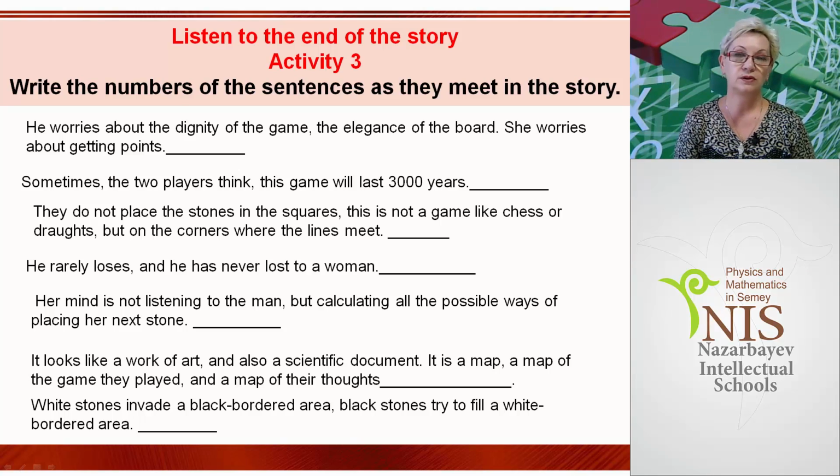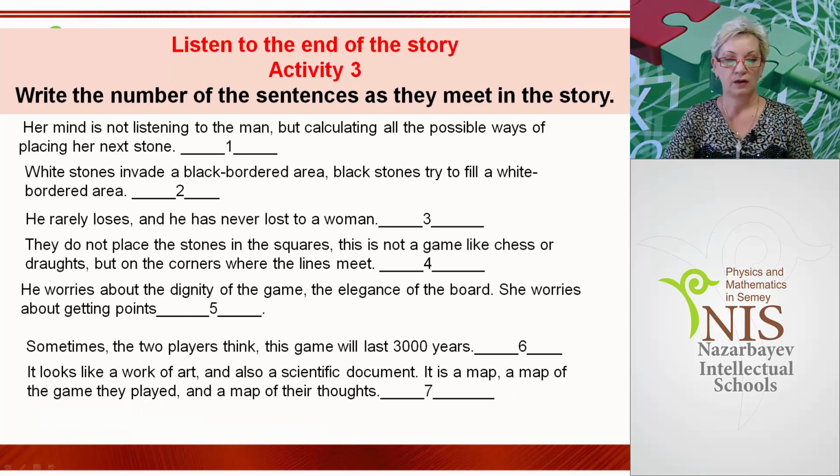So, do you remember the task? Your task is to give numbers to these sentences as they met in the last part of the story. If you are ready, I can show you the right answers. So the first sentence goes like, her mind is not listening to a man. And the last sentence was, it looks like a work of art and also a scientific document. If you have finished it, let's go to our next activity.